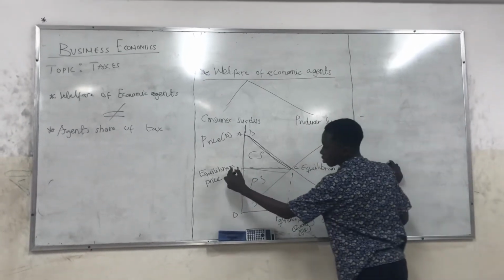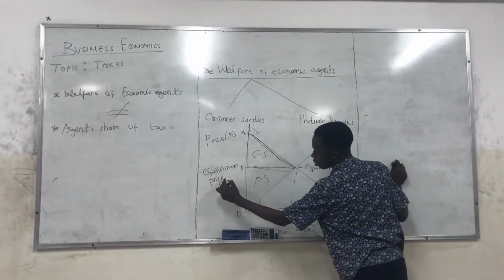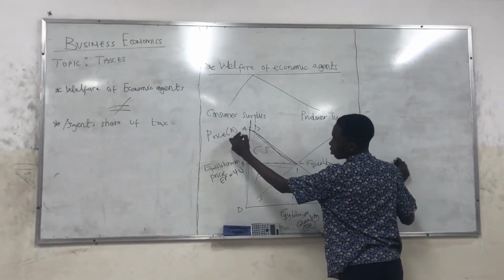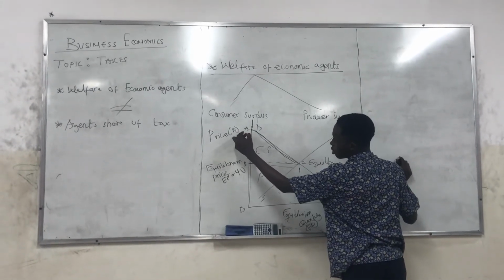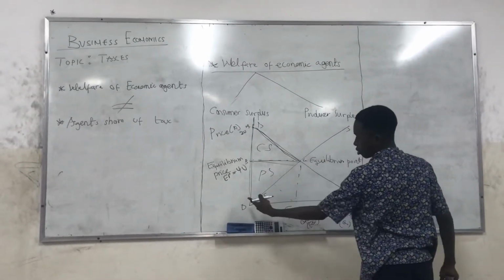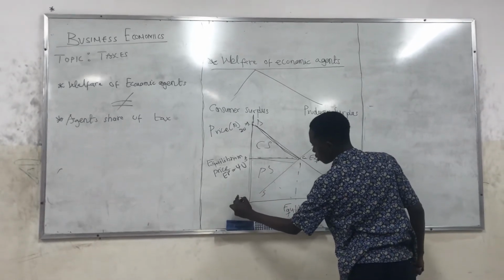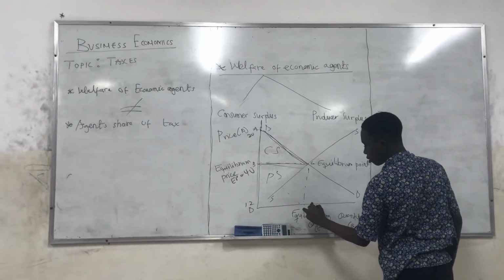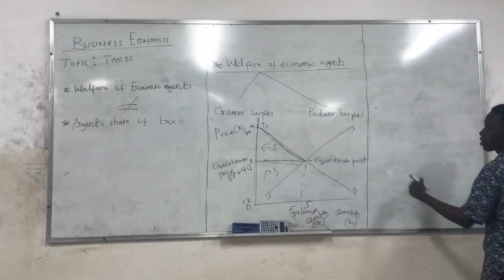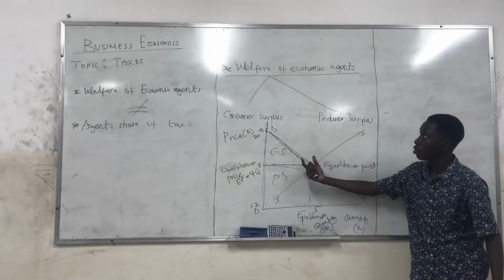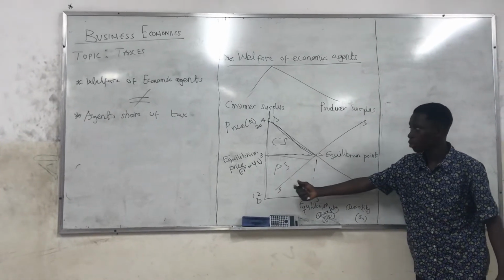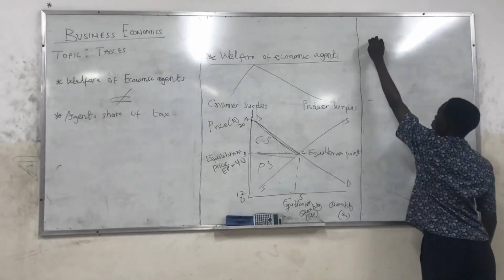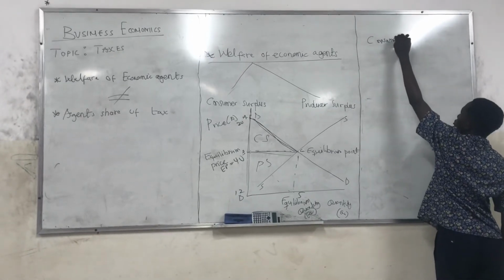So let's put the equilibrium price to be, let's say 40. Let's give A to be, let's say 20. This side to be, let's say 12, and the equilibrium quantity to be 5. Okay. Then we are being asked to calculate the consumer surplus or the producer surplus. So to calculate for the consumer surplus is triangle ABC.